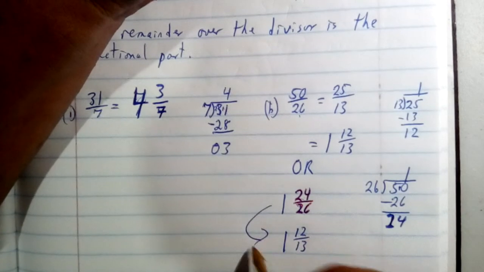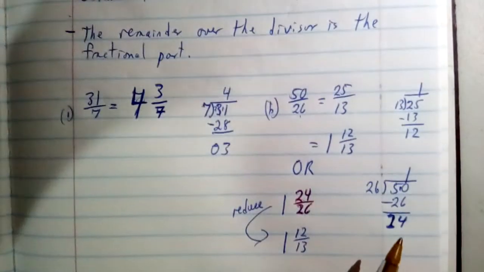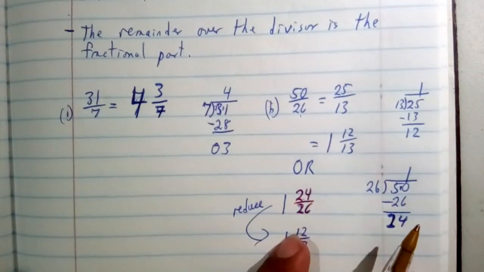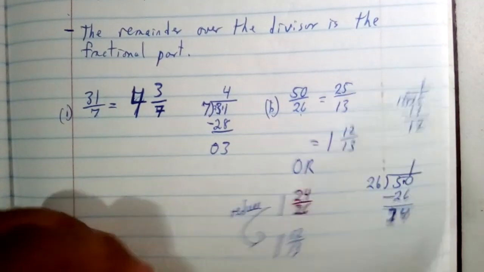So that's what happens, reduce. Either you work it, reduce it here, or you reduce it at the end. It doesn't make any difference. It will work out the same. Let's try 2 more examples. Okay, let me try on this side.